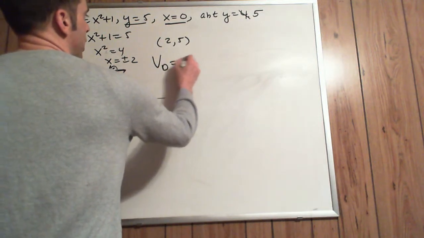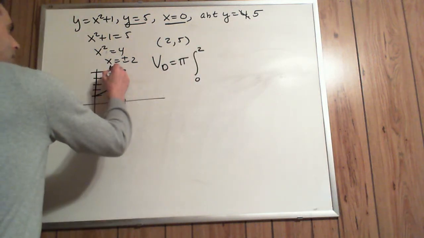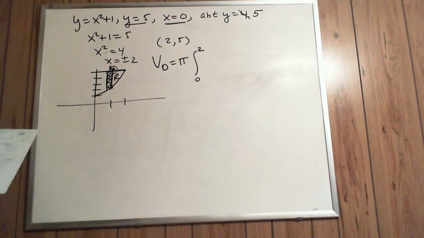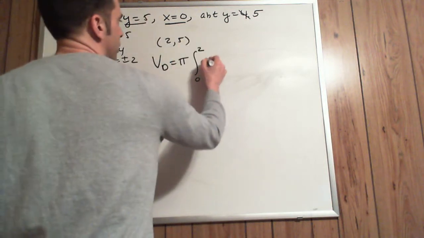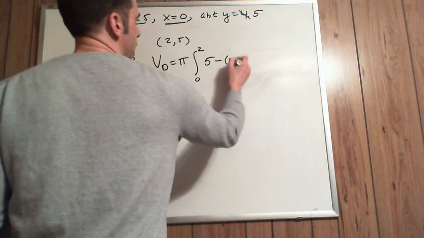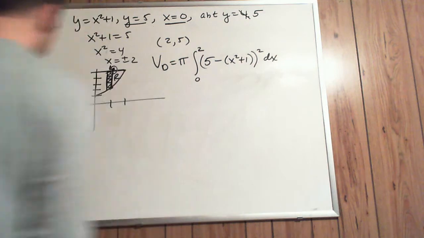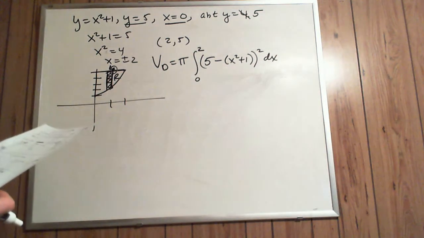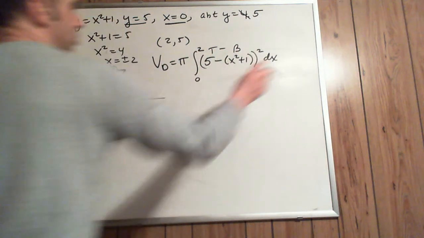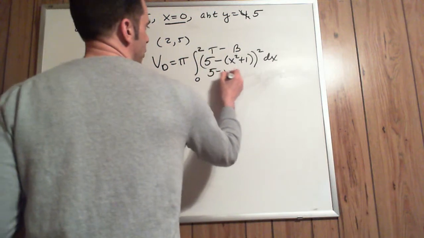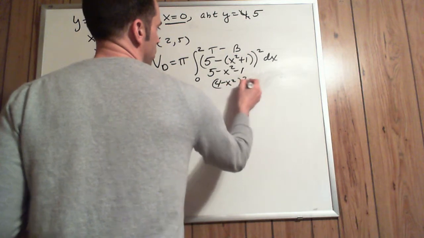So it'll be equal to pi times the definite integral from 0 to 2 of the height of the rectangle squared, which is your radius. So it's top minus bottom. The top is 5, and the bottom is that function, x squared plus 1, close it, square it. Don't forget to square it. So it's top minus the bottom squared. Distribute the minus through first, and get that. And then you'll get 4 minus x squared, squared.